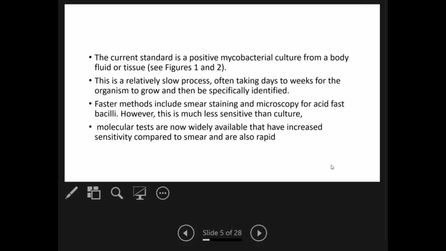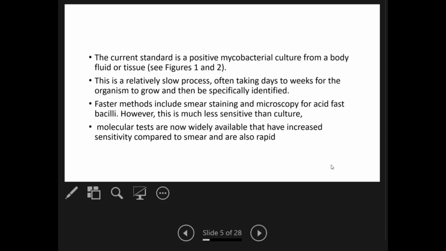So what is the current standard method, or the gold standard, for confirming Mycobacterium tuberculosis? That is culture, as I described before. Culture is a very specific test, and it is also very sensitive, but unfortunately, it takes time. Usually in a TB lab, we have to keep these culture media for 6 to 8 weeks because some Mycobacterium tuberculosis take 8 weeks to grow. So it is a relatively slow process.